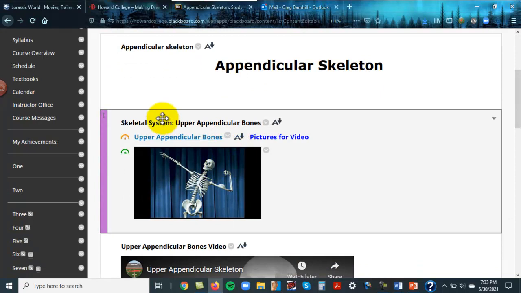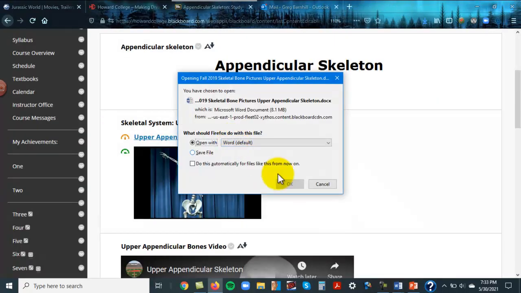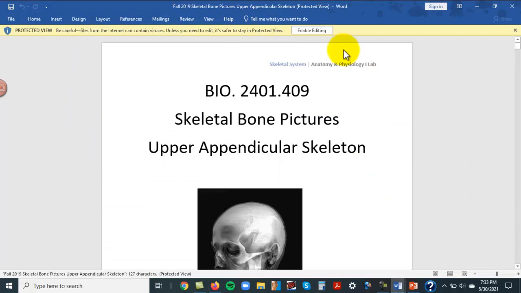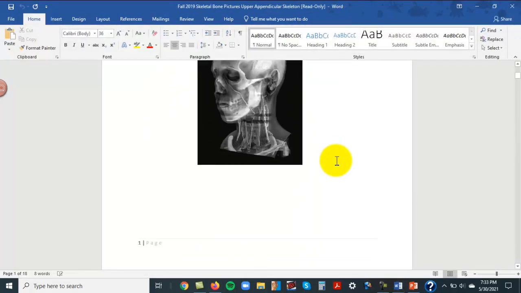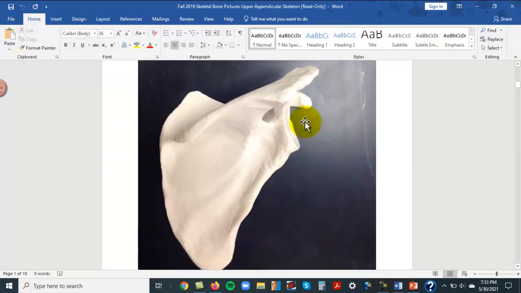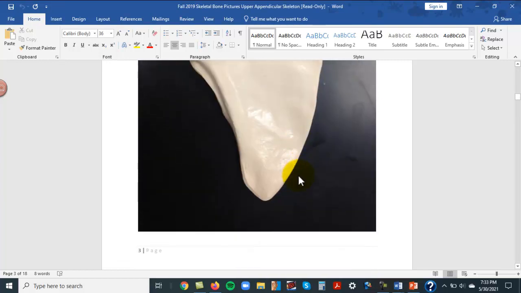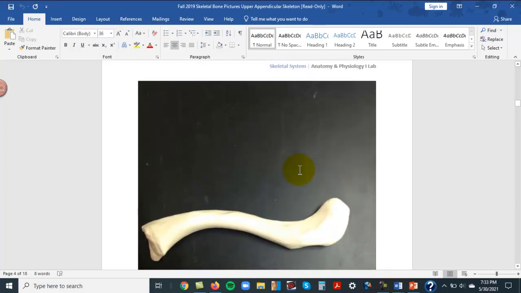And then here's the upper appendicular. That means upper arms, scapula, clavicle, humerus, radius, ulna. All those. So there's a scapula. See, there's the acromion, the spine, the infraspinous fossa, the supraspinous fossa. There's an inside view, but there are videos that take you through all of this.